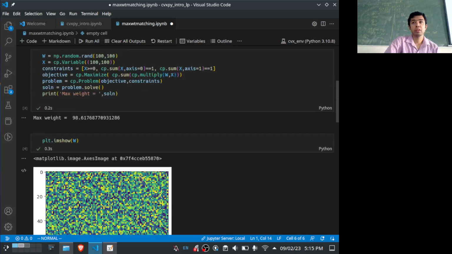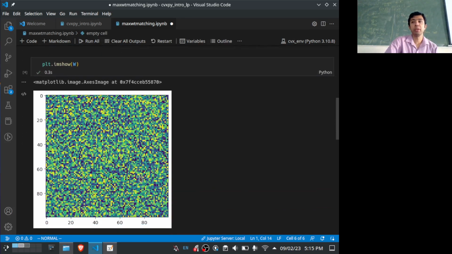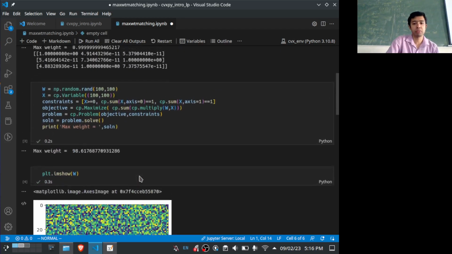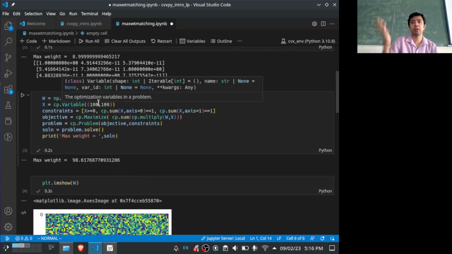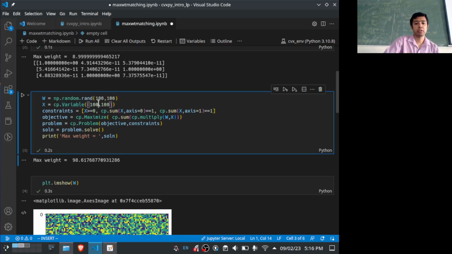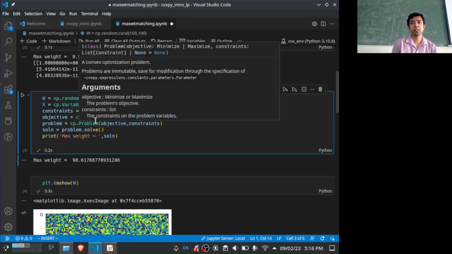Okay, so W is basically the weight matrix. Basically, what is the score given by user I about object J? The way I generated this is using np.random, so each of them is IID chosen between 0 and 1. The same thing, I didn't change anything else.